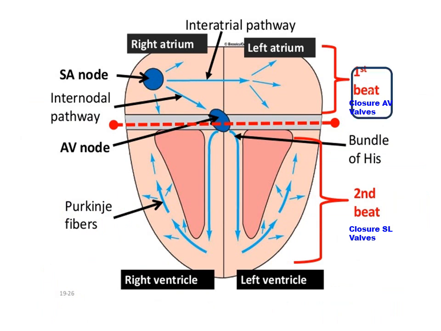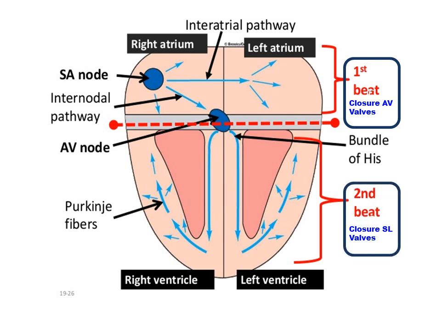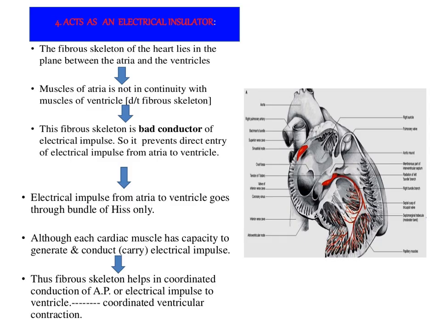So SA node is responsible for the first beat, that is mainly due to contractions of the atrium, which helps finally in the closure of AV valves, which is responsible for the first sound of the heart. And second sound of the heart mainly results from the contractions of the ventricles, and that is mainly by the closures of semilunar valves of the aorta and the pulmonary.